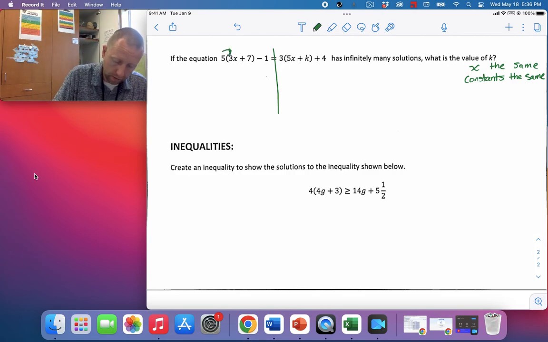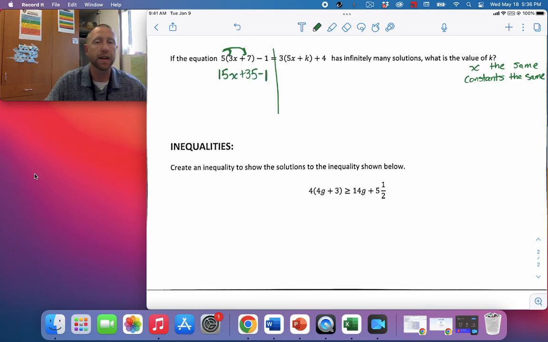Distribute first. I get 5 times 3x is 15x. 5 times 7 is 35. But then I have the minus 1 on the end. Don't forget that. Okay, 15x, I've got plus 35 minus 1. 35 minus 1 is 34. So on the left-hand side, I get 15x plus 34. For this to be infinitely many solutions, that has to be exactly the same.